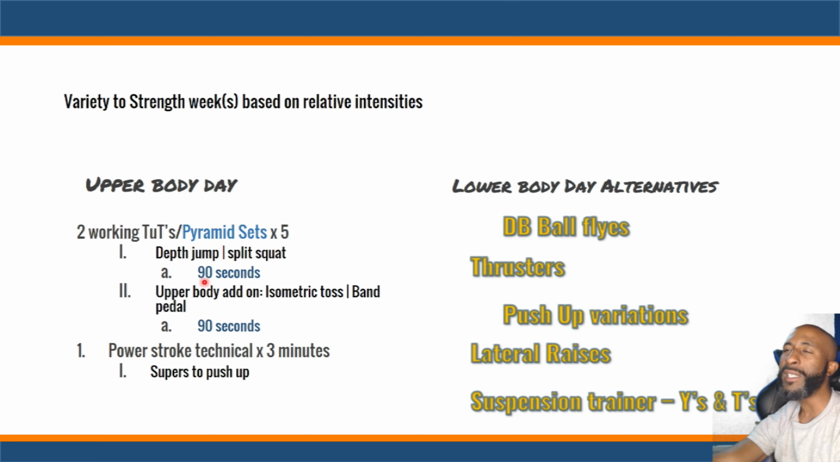So we did our pyramid sets. We had 90 by 90. We could turn this into thrusters, push-up variations, Ys and Ts on the suspension trainer, for example. Those can be mixed in as long as we stick with our time under tension and we're smart enough to figure out what moves optimize not just for what we need, but optimize our heart rate variability to the max and our intensity. 75%.